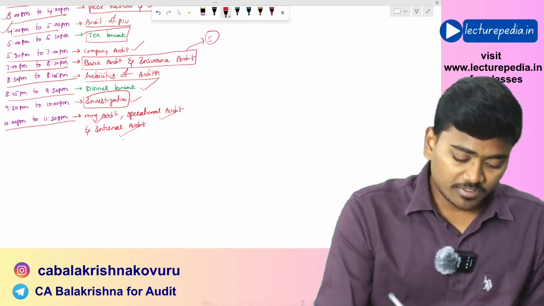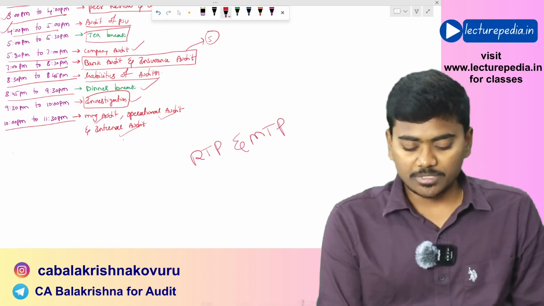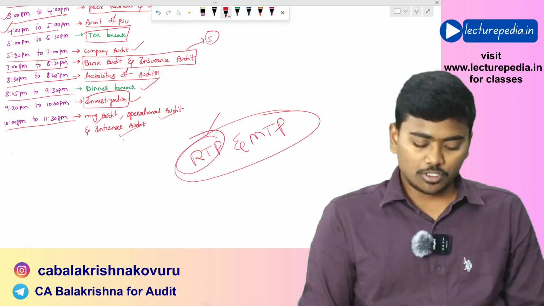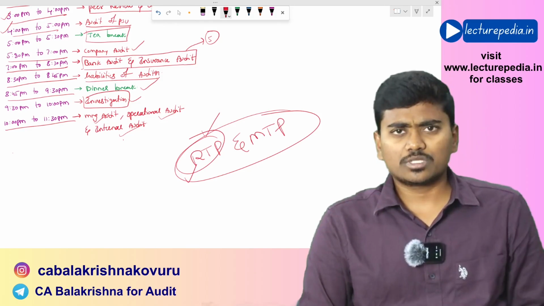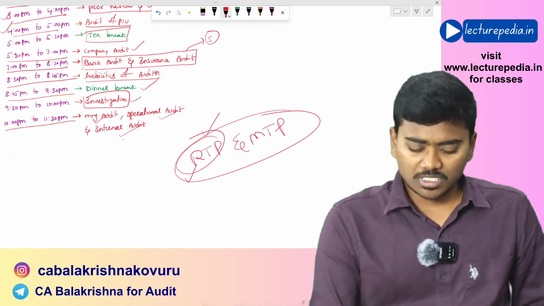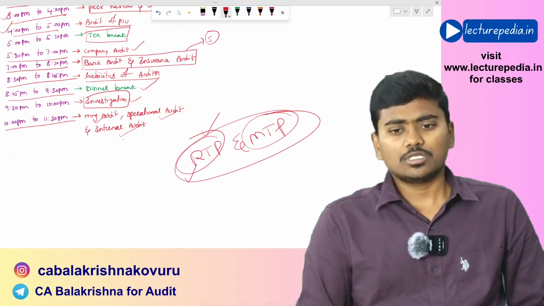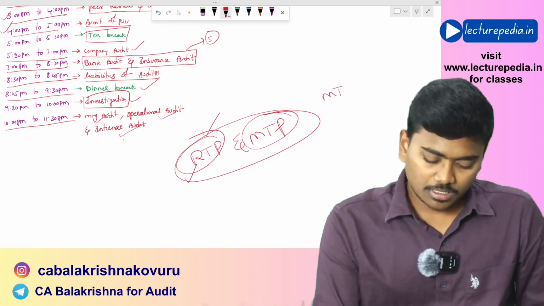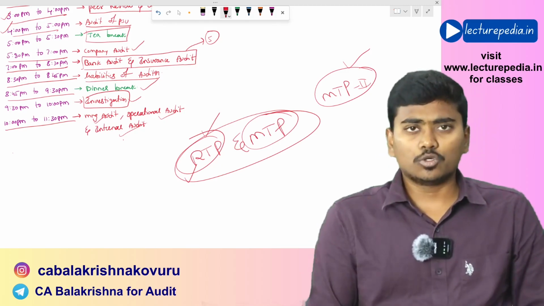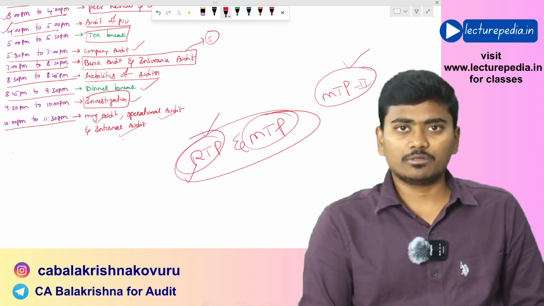Now along with that, you also go through RTP and MTP. For this RTP, I have recorded and uploaded a video. You just go through that RTP video, that will be sufficient. It will be around 50 minutes. For MTP series 1, I have made a video for MCQs. You go through that. For MTP series 2, I haven't made a video. You just go through the MCQs of that MTP series 2, that will be sufficient.